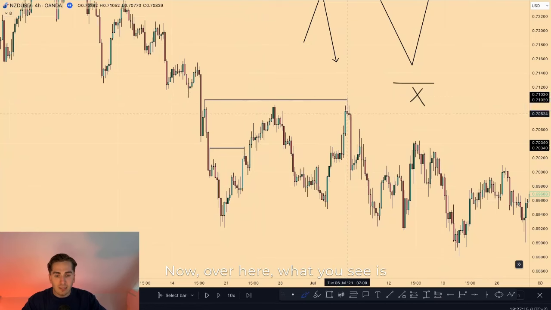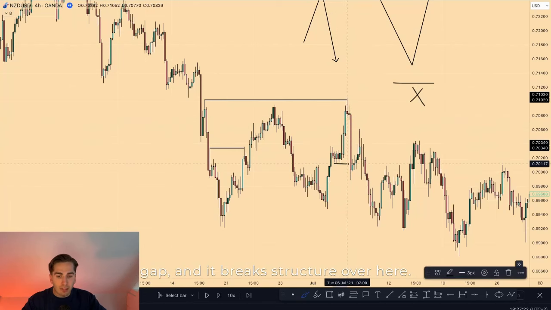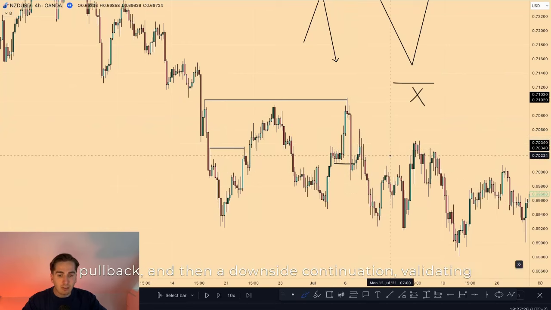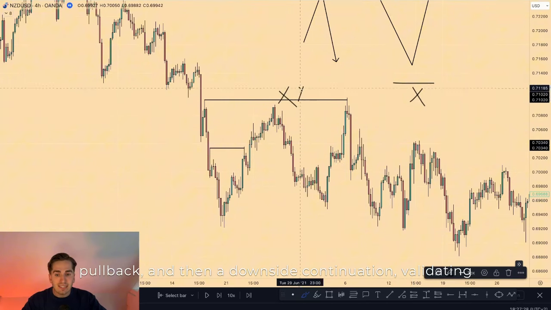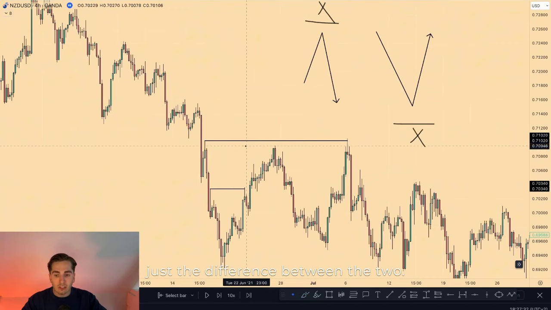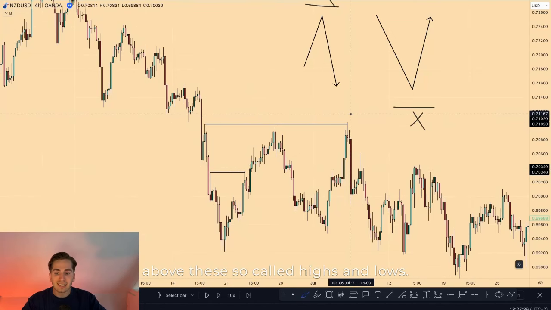Now over here, what you see is that the market as well reacts. However, it denies this so-called fair value gap and it breaks structure over here. Therefore, you see the impulse down, the pullback, and then a downside continuation, validating this swing high over here. So again, what you see is just the difference between the two, but then again, a reaction is always caused above these so-called highs and lows.